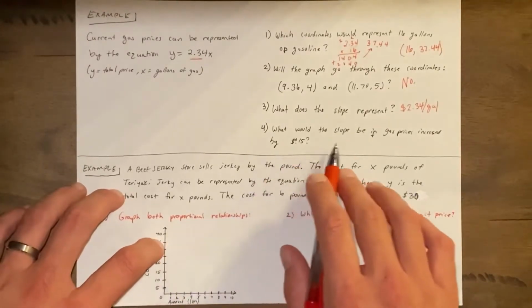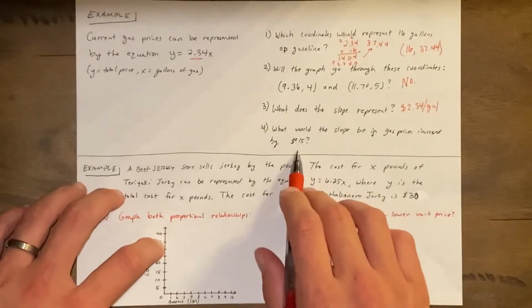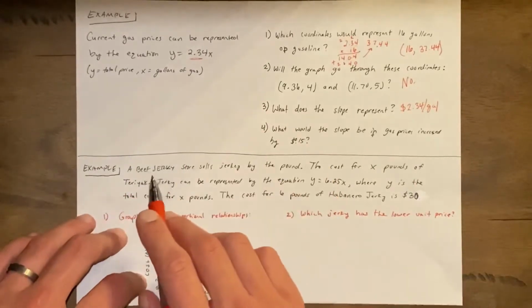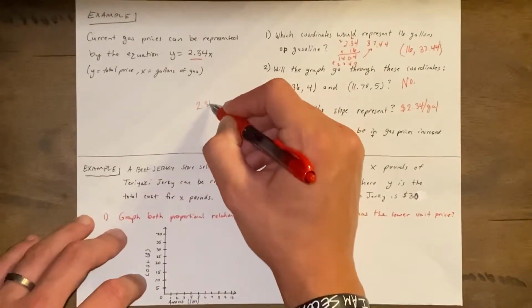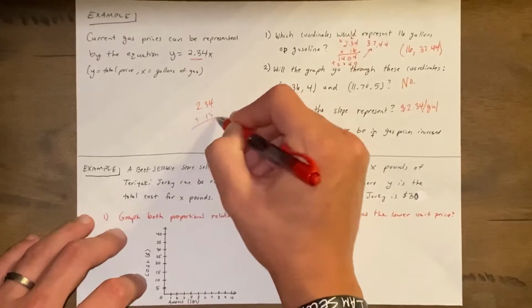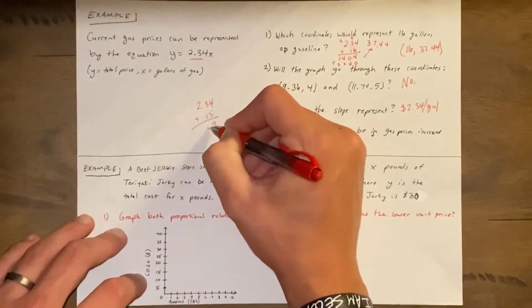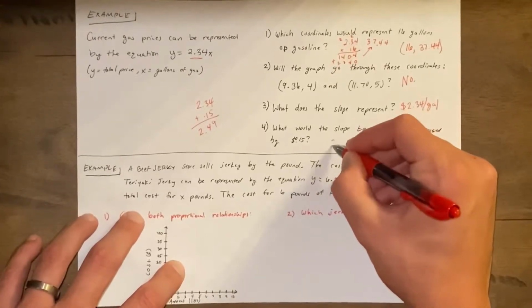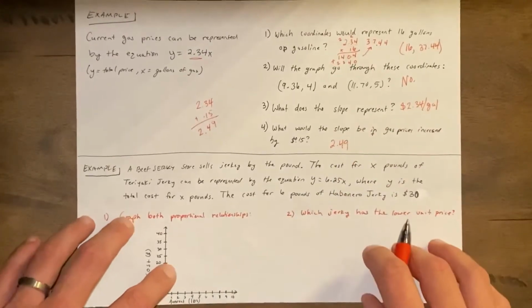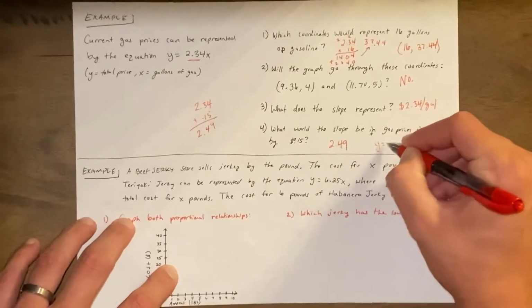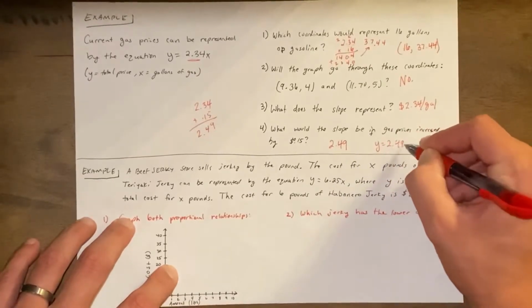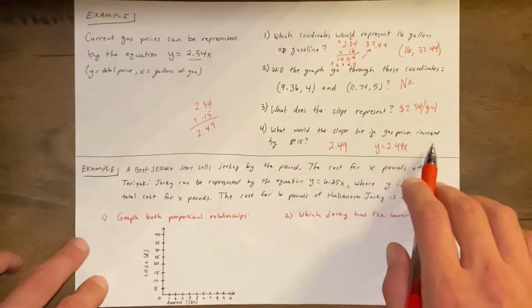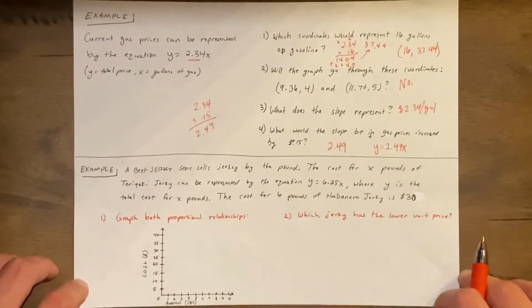Okay, now it says, what would the slope be if gas prices increased by 15 cents? Well, what's the slope right now? 2.34. So all I have to do is add 15 cents to that. 4 plus 5 is 9, 3 plus 1 is 4, bring down my 2, so I get 2.49. So my new slope would be 2.49. So my equation would say y equals 2.49x. So that's what my new slope would be in my new equation if the gas prices increased by 15 cents.